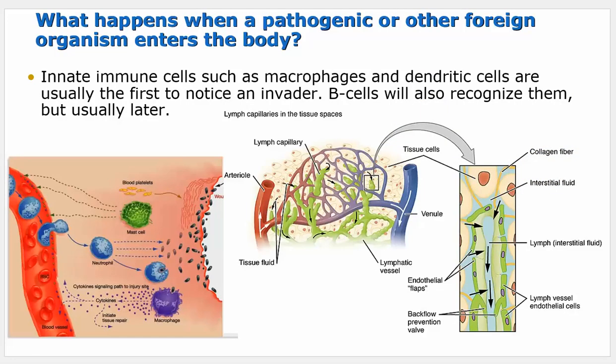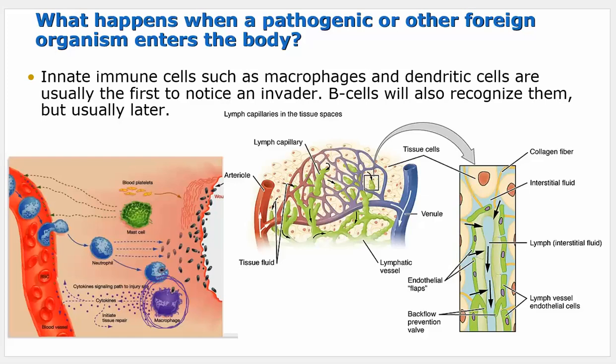Okay. So what happens when a pathogen or other foreign organism enters the body? This might look familiar. The innate immune cells, such as macrophages and dendritic cells, are usually the first to notice. Really it could be like a mast cell, but they get that first response signal. So neutrophils come in, but we're kind of interested in this macrophage. This macrophage came in early. Now, it may have been told by other cells to get there, but it came in early, and it starts to eat the pathogens or whatever's out there.